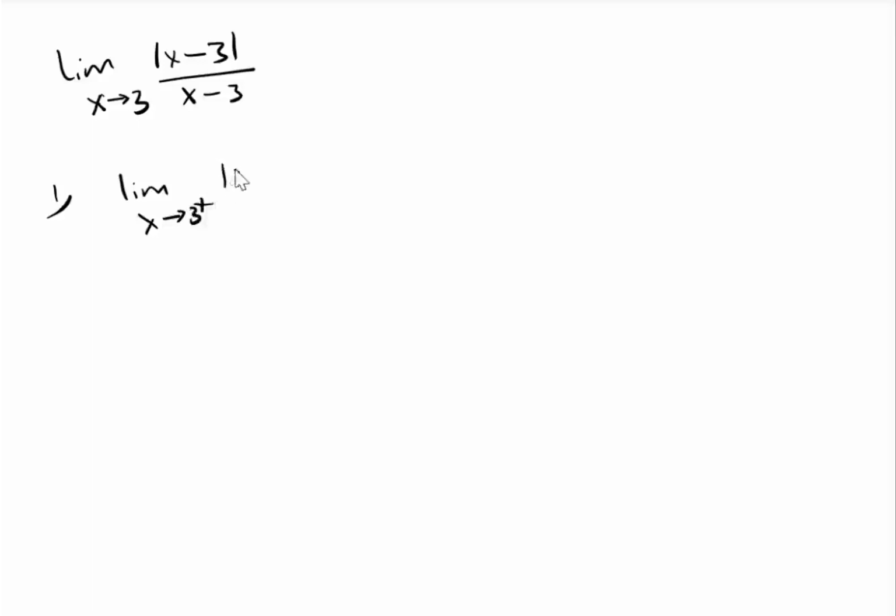Consider this example. The limit of x minus 3 divided by x minus 3 as x approaches 3. We are going to solve it using the left and the right hand limit. For the right hand limit, we have the limit as x approaches 3 from the right, 3 plus, of x minus 3 over x minus 3.